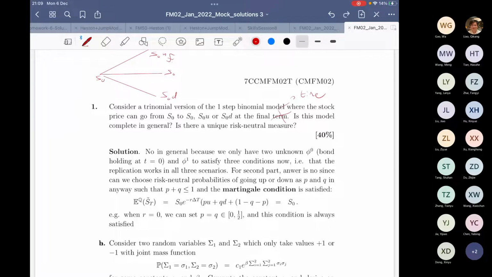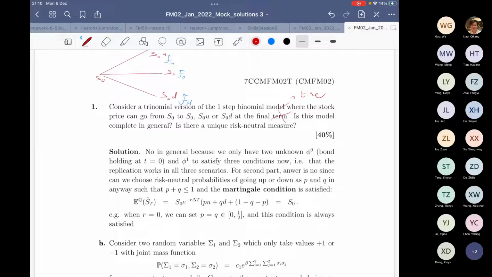Actually, this is a good idea, isn't it? I can do this in blue. I can put the option payoff in blue as FU, FD, and F0 for the other scenario. I've never had to label that before. But we only have two things we can do.